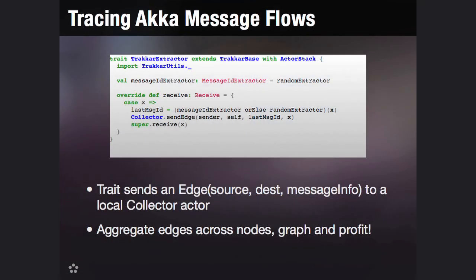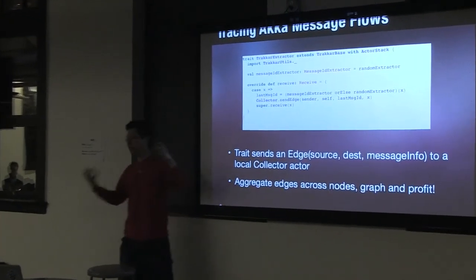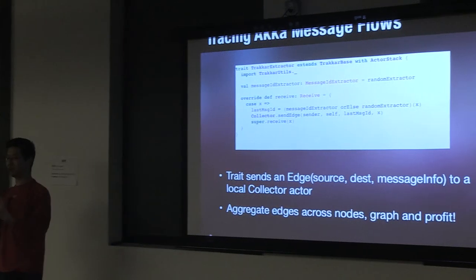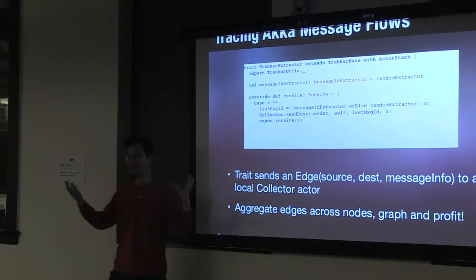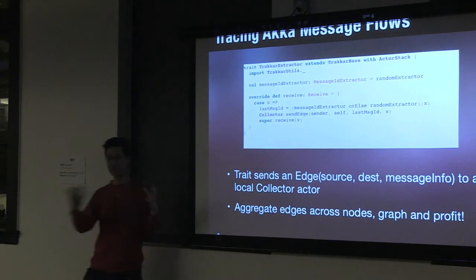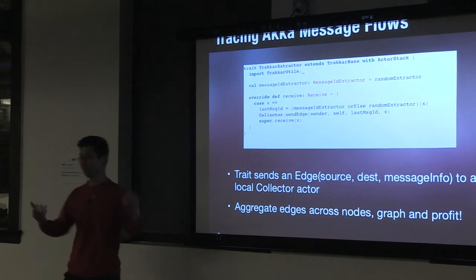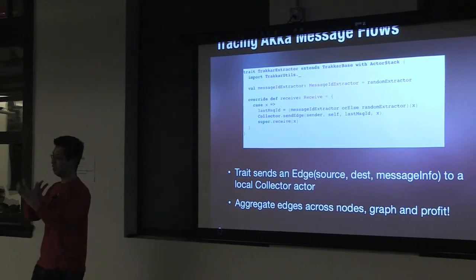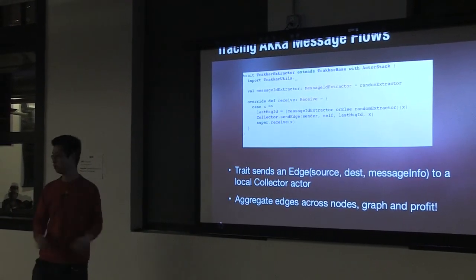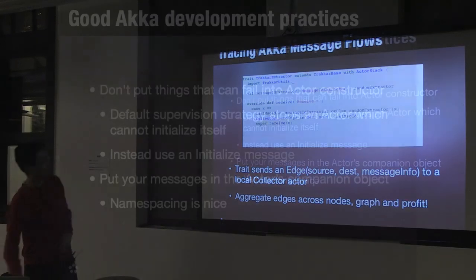Basically, we have another trait we call Tracker for tracing Akka. And all this does is we have a partial function called the message ID extractor. What this is designed to do is, given a message, extract an ID from it. You can define it depending on the semantics of your application. And what this will do is send the message ID along with the source and destination actor paths to a collector. And then the collector can build up a graph and create those beautiful flows. So this is another good use of traits.